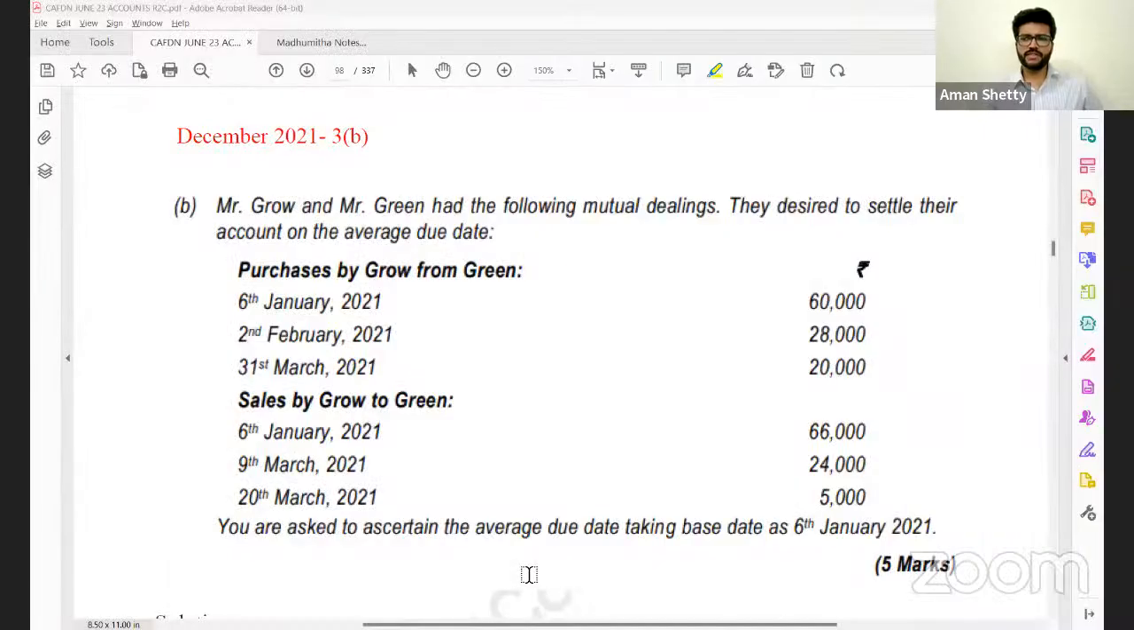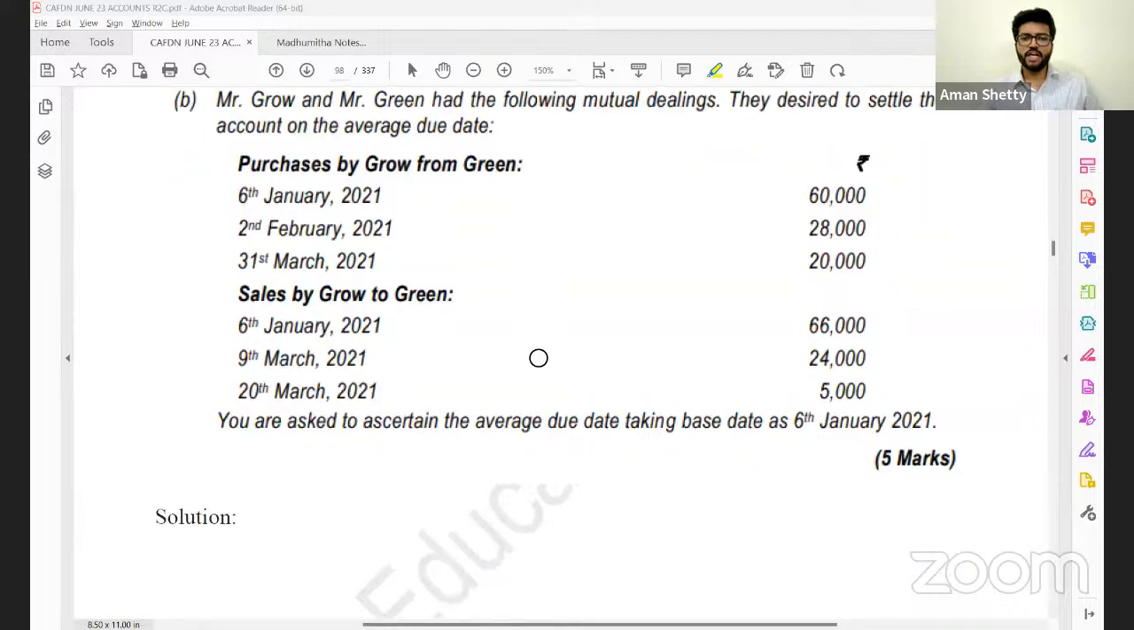Okay, I'll go through the problems. Yes, Rakshita, what does it say? Mr. Grow and Mr. Green have the following mutual dealings. They decide to settle their accounts on the average due date, purchases and sales. So both are given here. Purchase is given as well as sales is given. You are asked to ascertain the average due date, taking the base date as 6th January 2021.